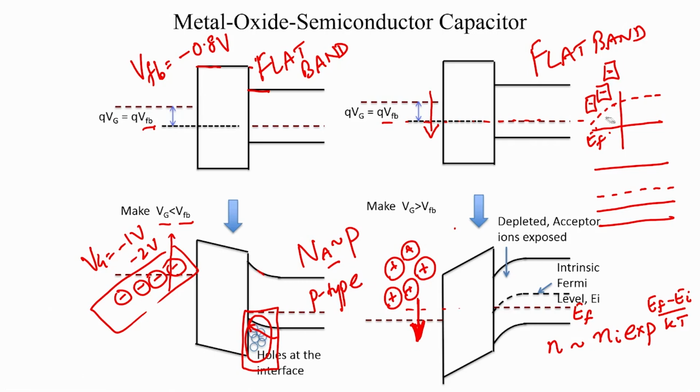But the moment you make the gate voltage more and more positive, EF at some point will start bending more and more, EI will start bending more and more, and it will ensure that EF minus EI becomes positive near the interface. So, that is when the electrons start participating. In this case we have just made Vg slightly greater than VFP, and it is mostly the acceptor-like ions that are being depleted; the semiconductor is depleted and exposes the acceptor-like ions.